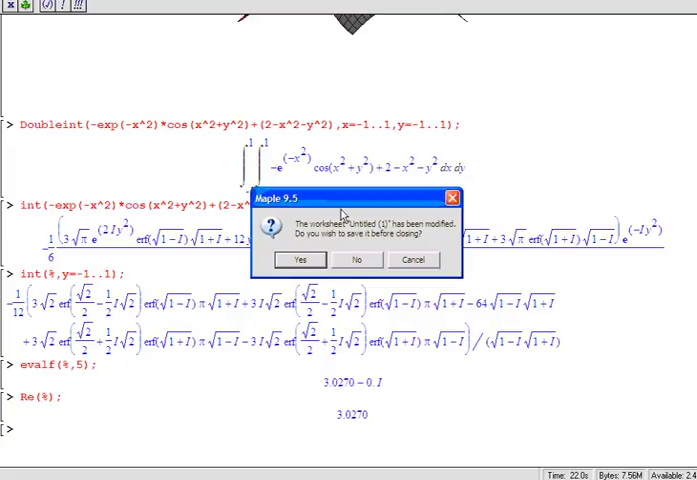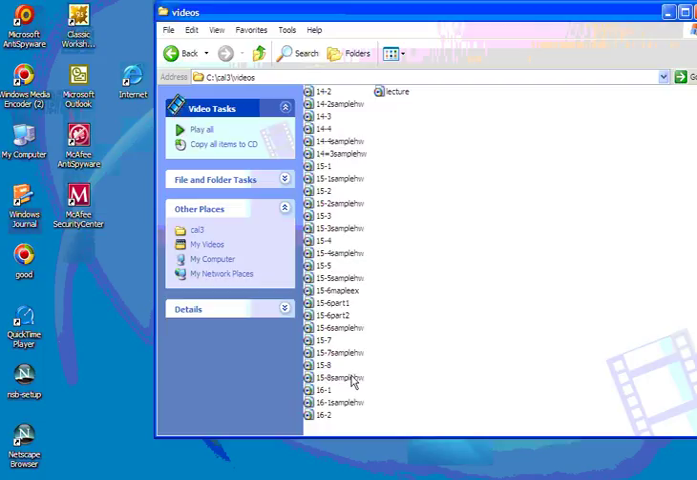You can look at some of the sample homework problems to see more examples.